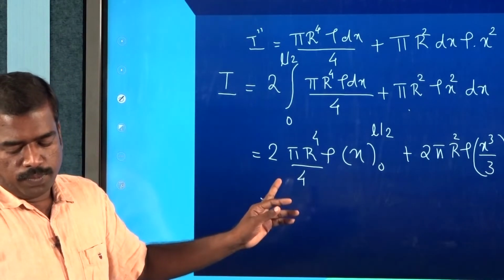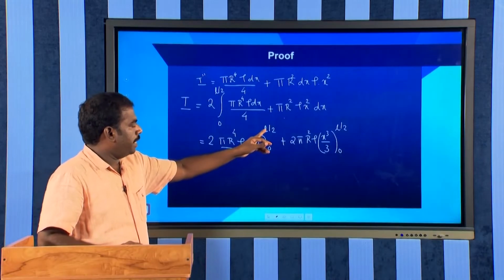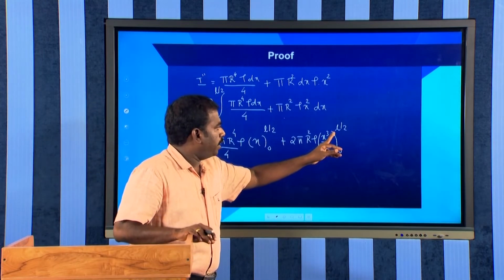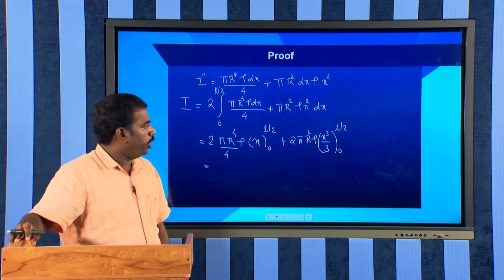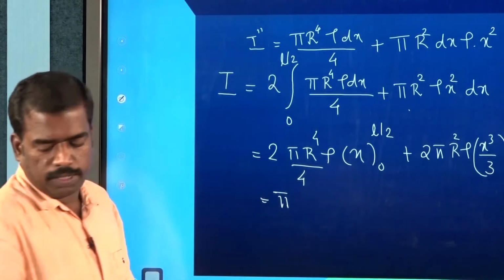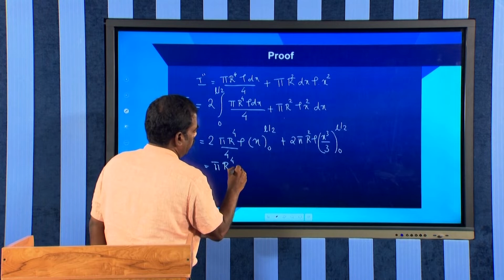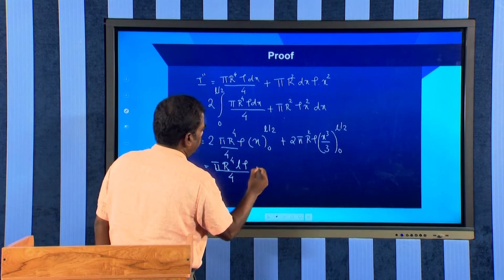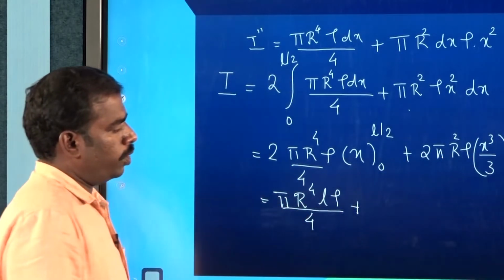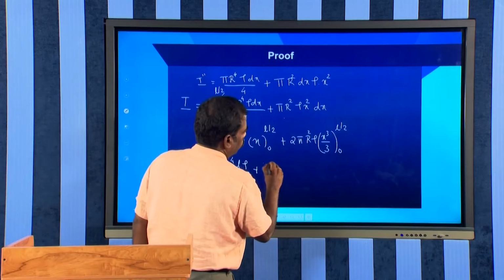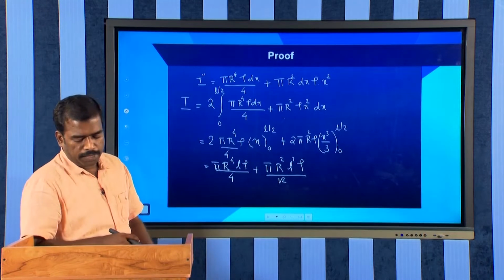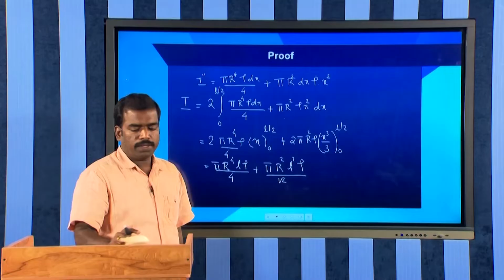So 2 and 4 cancel out, and L by 2 is there. So again π r⁴ by 2 into ρ. So here L³ by 8 into 3, which is L³ by 24. 2 is there, so 1 by 12. So you will get π r⁴ L ρ by 4 plus, 2 and 24 cancel out, it is 12, so π r² L³ ρ by 12. So take the LCM and then solve.